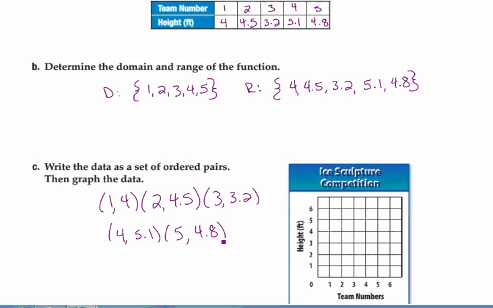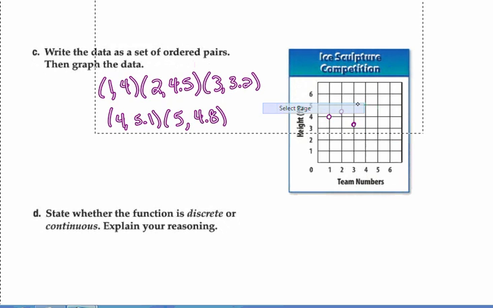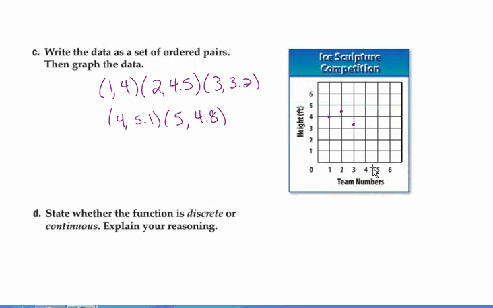Because look at this, now we're supposed to graph the data, the fourth way that we're going to look at this information. So Team 1, 4 feet, Team 2, 4.5, we're going to have to guesstimate a little bit there. 3, 3 and 2/10, which is even a little bit more. 4 and 5.